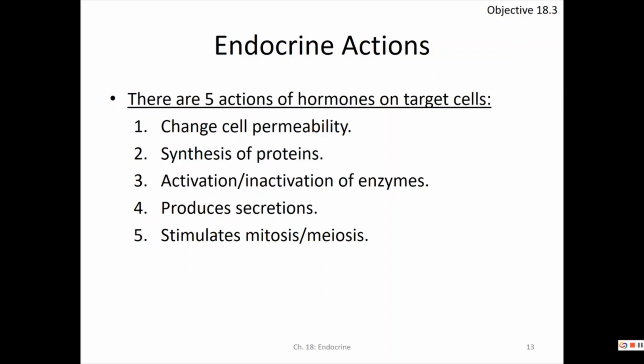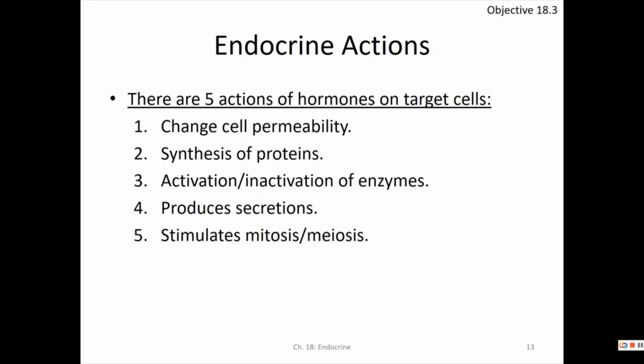It also could cause the synthesis of proteins. Let me give you a great example of that. Growth hormone will cause the production of proteins in your muscles, make you get swole. It will turn on or turn off enzymes. Great example of that was calcitonin going in and turning off osteoclasts, and parathyroid hormone coming in and stimulating osteoclasts in the bone tissues. You would have seen that in the osseous tissue chapter in AMP1.